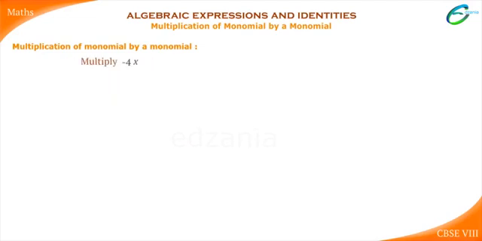Multiply minus 4xy by minus 9x square y square. Minus 4xy into minus 9x square y square is equal to minus 4 into minus 9 into xy into x square y square, which is equal to 36x cube y cube. Till now we have learned how to multiply a monomial by a monomial. Now let us learn how to multiply two or more monomials.